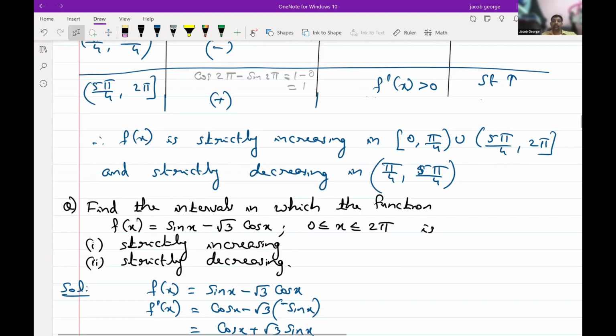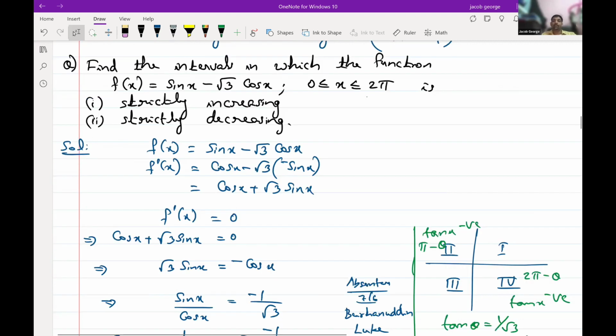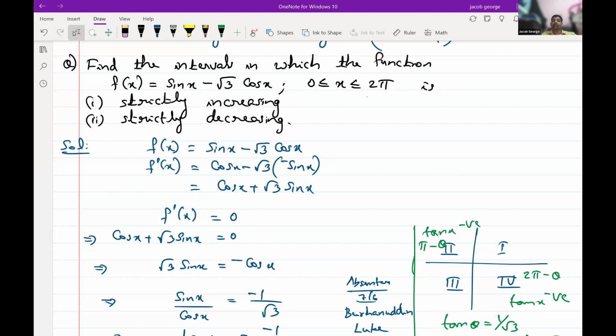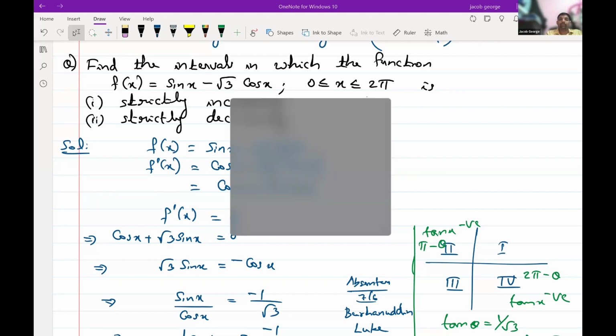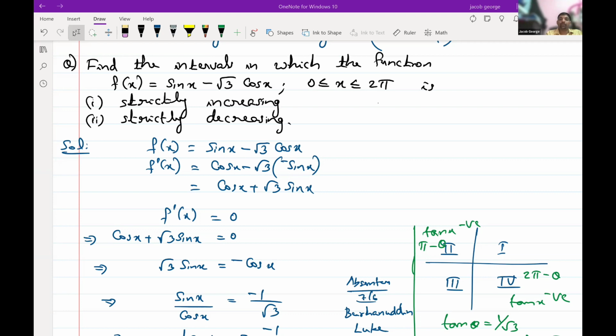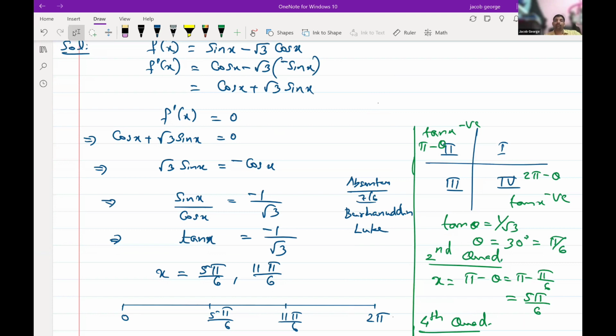In this question, we are getting negative value. Sin x minus root 3 cos x. So f dash x is derivative of sin x is cos x minus root 3 into derivative of cos x is minus sin x. That is cos x plus root 3 sin x. Then we equated it to 0. F dash x equal to 0. So what do you get? Cos x plus root 3 sin x 0 means root 3 sin x is minus cos x, or tan x equal to sin x by cos x is minus 1 by root 3.